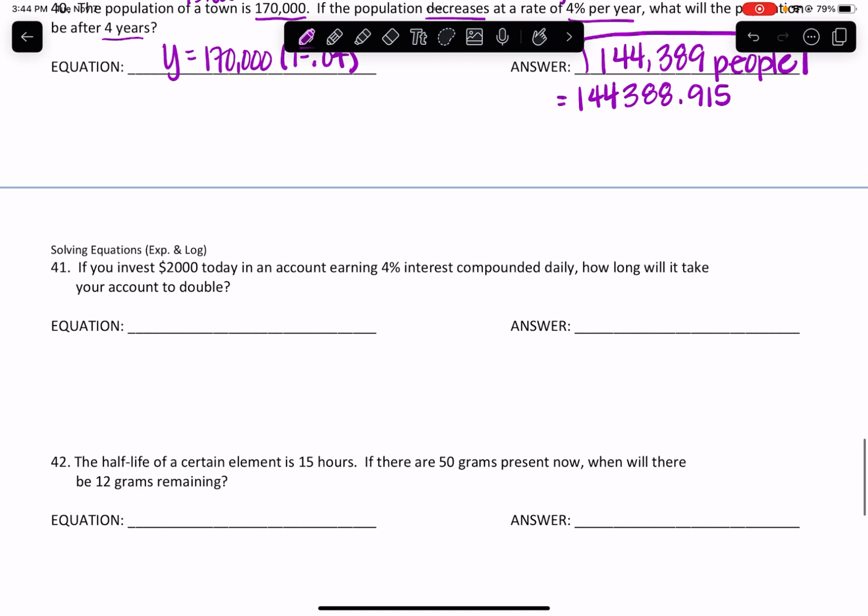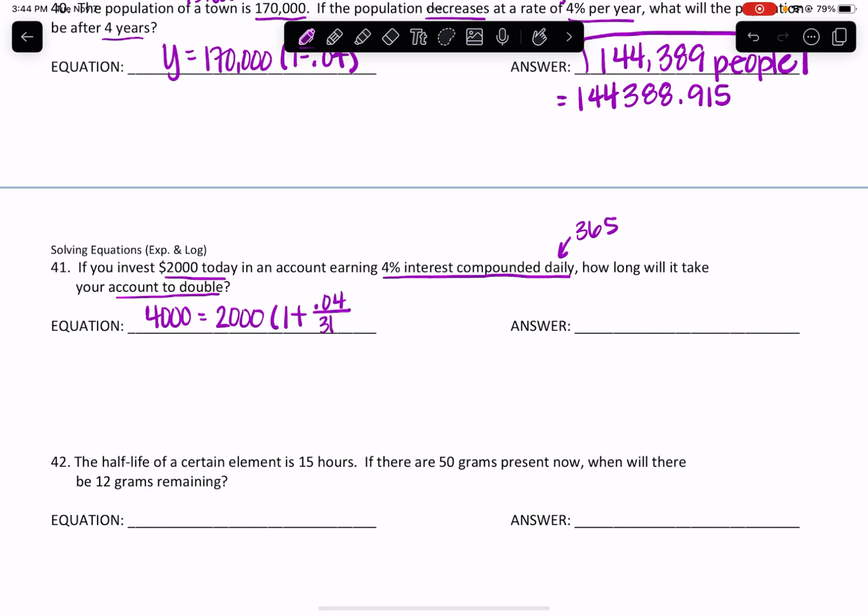Okay, and then we're going to get into an investment problem. You invest $2,000 today, the account earning 4% interest compounded daily. Now remember, daily is 365. How long will it take for your account to double? So we want $4,000 to equal 2,000 times (1 plus 0.04 divided by 365) raised to the 365x. So first thing we're going to do is divide that by 2,000.